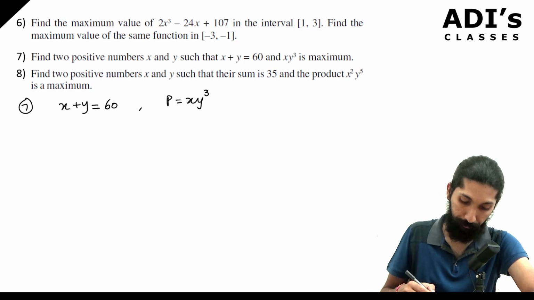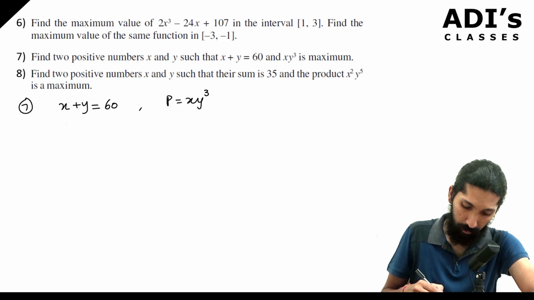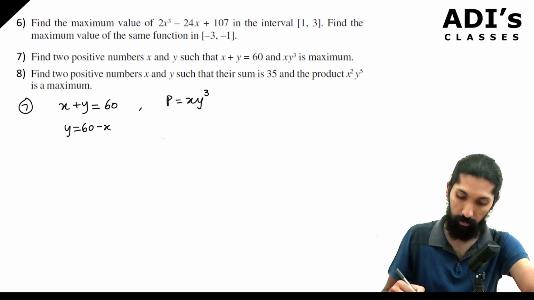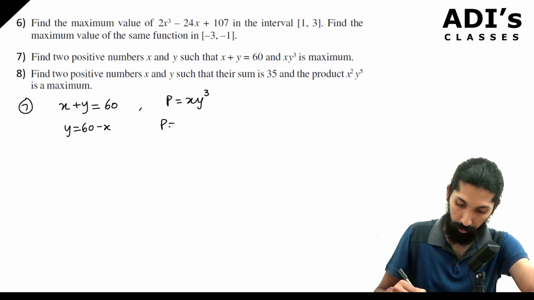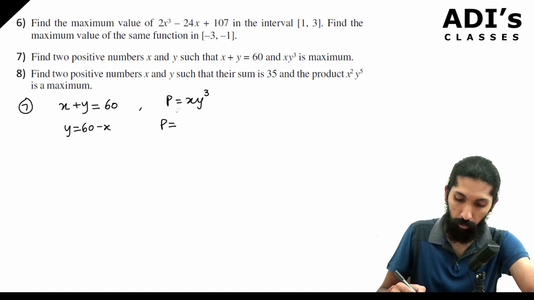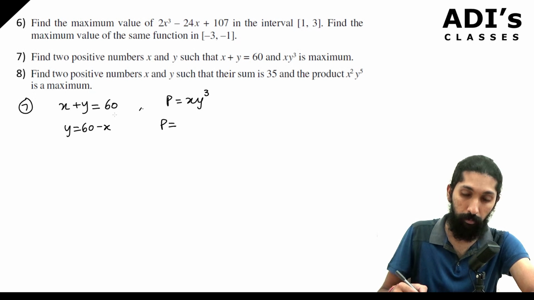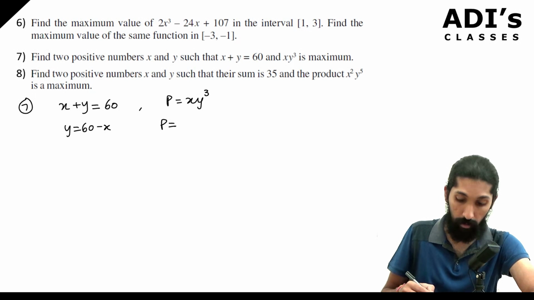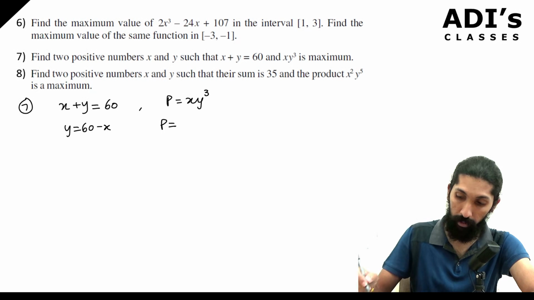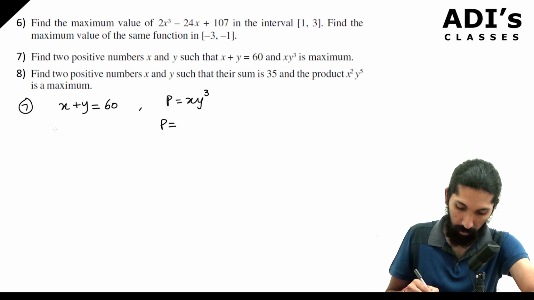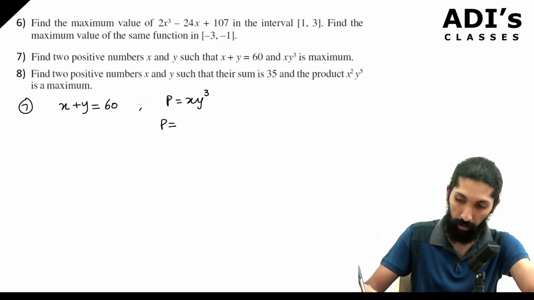Now you can write, say, y is equal to 60 minus x. So the product is going to become, or maybe you know what, x doesn't have a power. Maybe we can swap this one. That means instead of y is equal to 60 minus x, maybe we can take x.